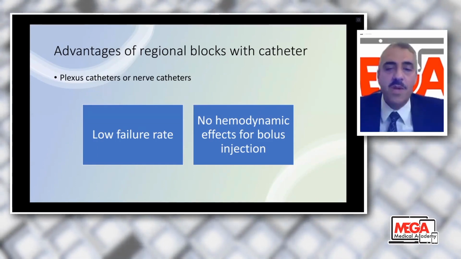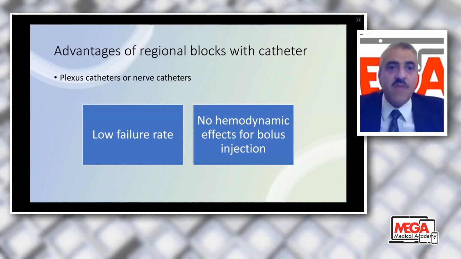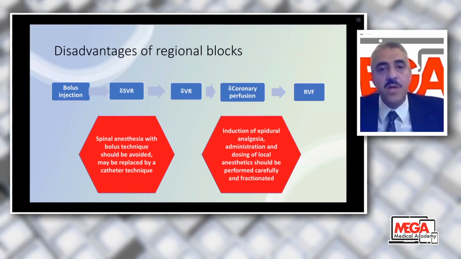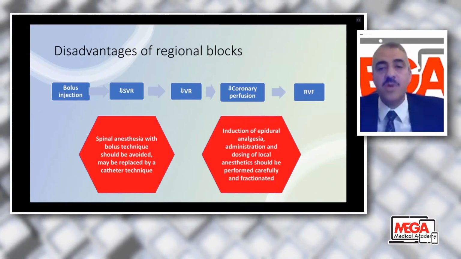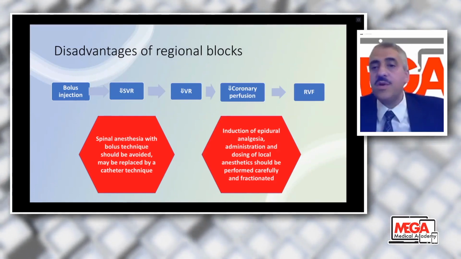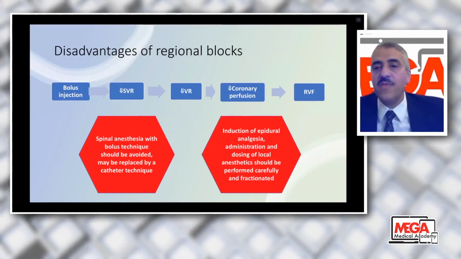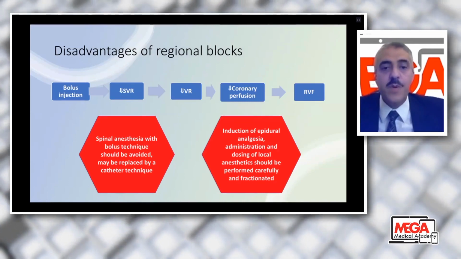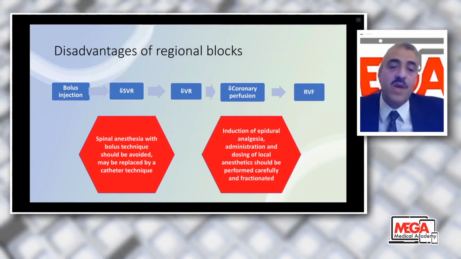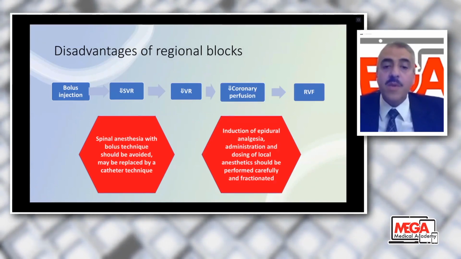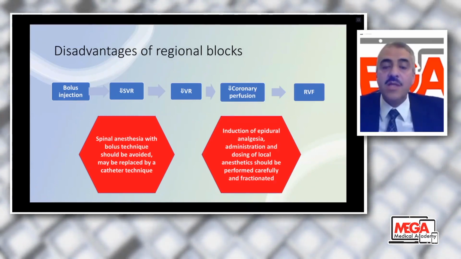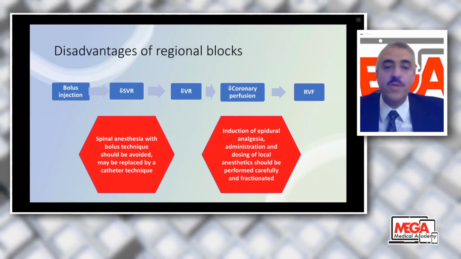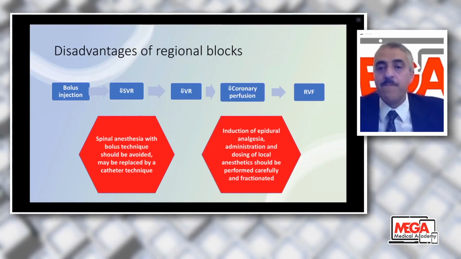However, regional blocks have many disadvantages. First, with bolus injection, for example spinal anesthesia, the systemic vascular resistance will increase, decreasing the venous return and the coronary perfusion, and right ventricular failure might start. So spinal anesthesia with a bolus technique should be avoided. It may be replaced by a catheter technique with slowly increasing volumes or doses of the spinal anesthetic.